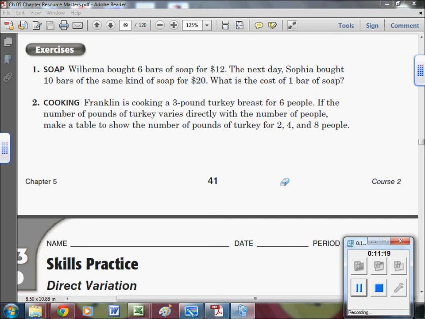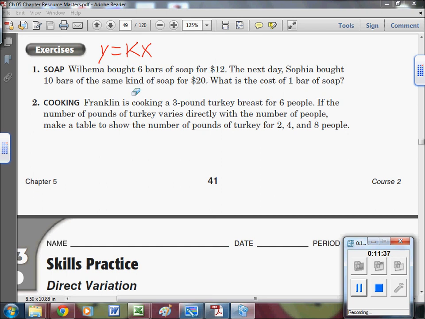We can solve this with a proportion. We can also solve this using the direct variation equation. Remember, the direct variation equation takes this format, y equals kx. We just have to find out what k is. We could find out what k is by looking at $12 and 6 bars of soap.